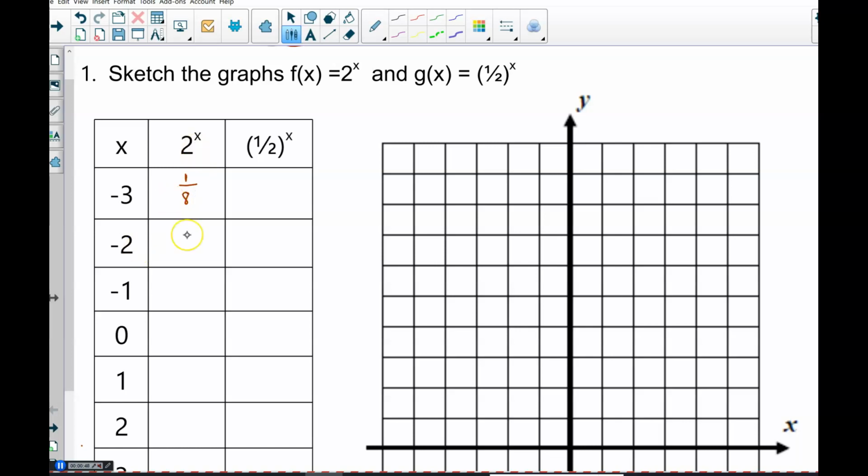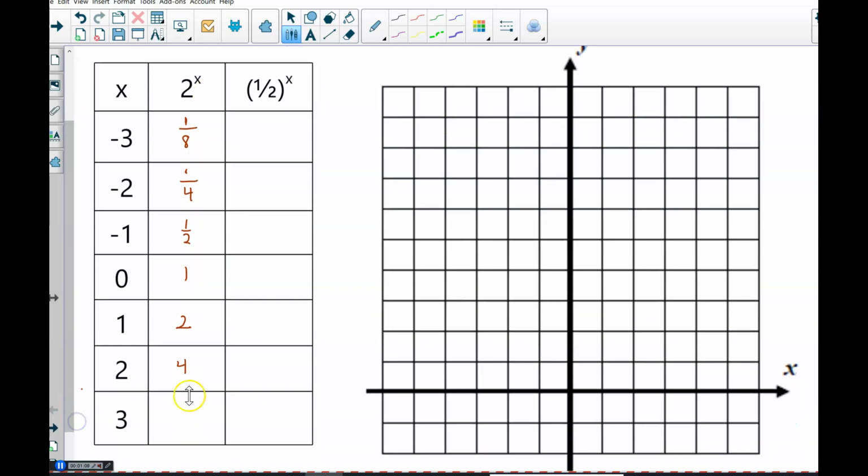2 to the -2 is the same thing as 1 over 2 squared, which is 1 over 4. 2 to the -1 is equal to 1 over 2 to the first, which is 1/2. 2 to the 0, anything raised to the power of 0 is 1. 2 to the first is 2. 2 squared is 4. And 2 cubed is 8. And so we're going to graph our function.